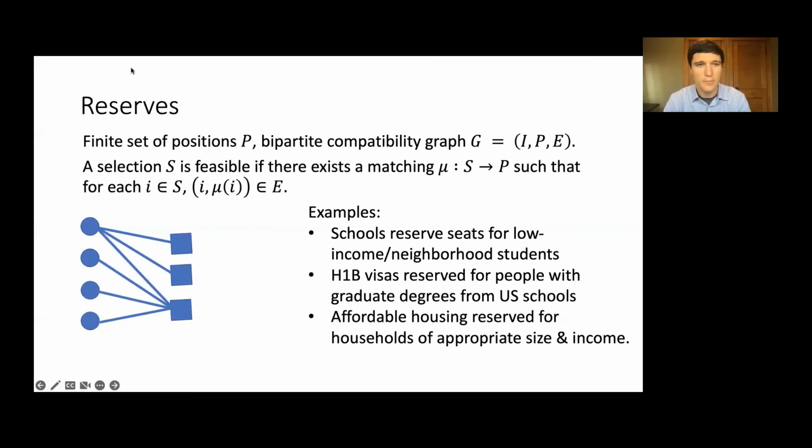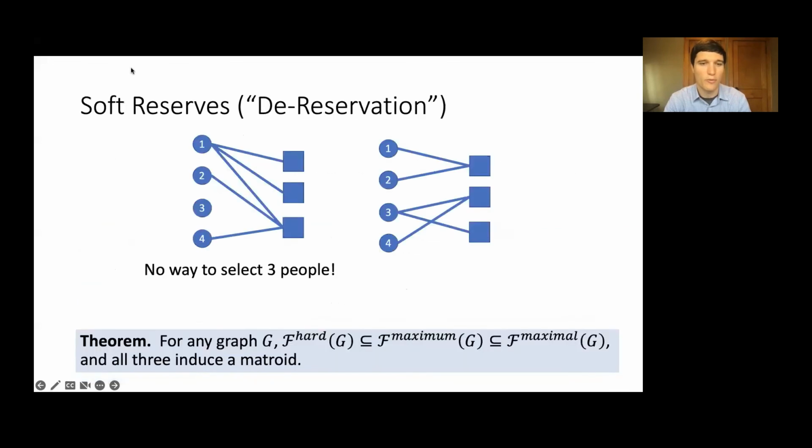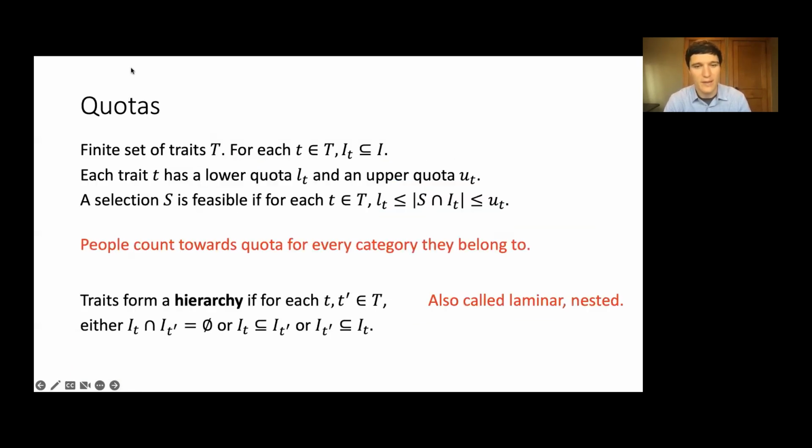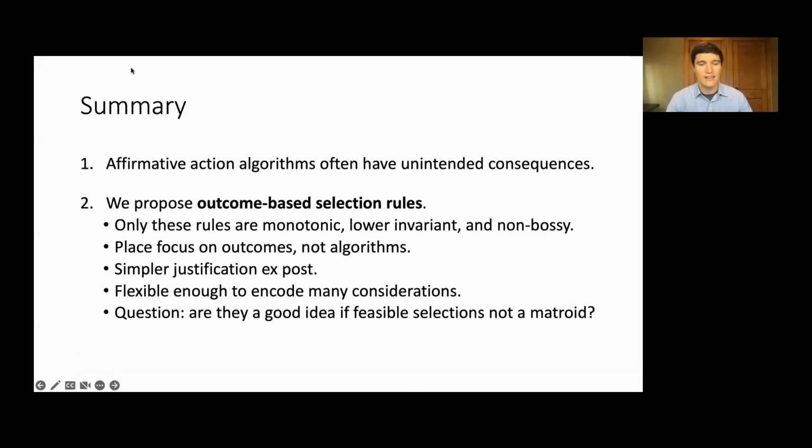So I think I'm going to skip through these examples. I'd be happy to talk to you more about what we do for reserves, but I think this is more about showing that many existing results can be captured with our framework and existing rules. We do have some new mathematical results, but in the interest of time, I'm going to skip past and close here and let you ask any questions or provide any comments that you may have.